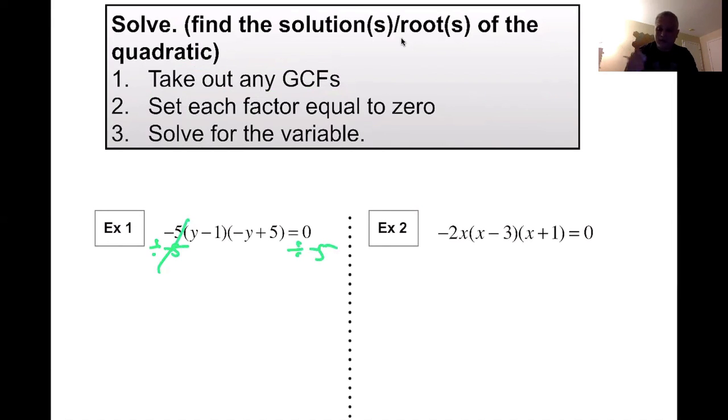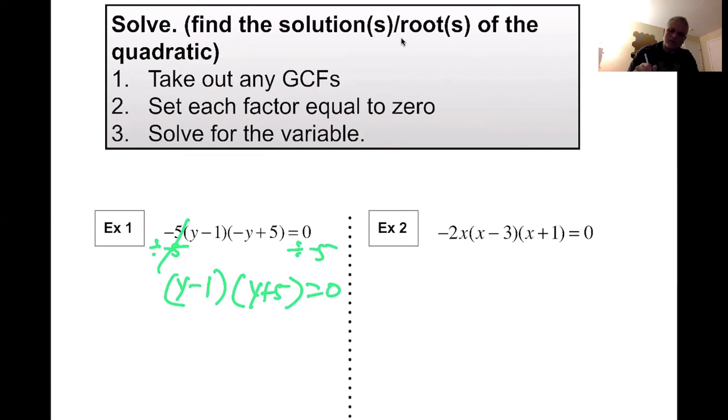Okay? If we divide by -5, watch what happens. The only thing that happens is the -5 is gone. That's the only thing that happens. If I multiply -5 by something and I set it equal to 0, the -5 is inconsequential because -5 times 0 is still going to be 0. Okay, so here we go.